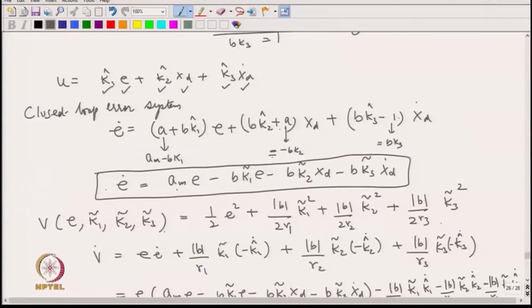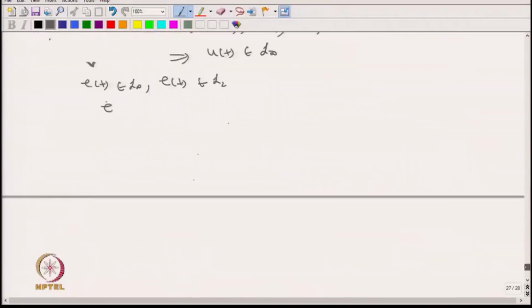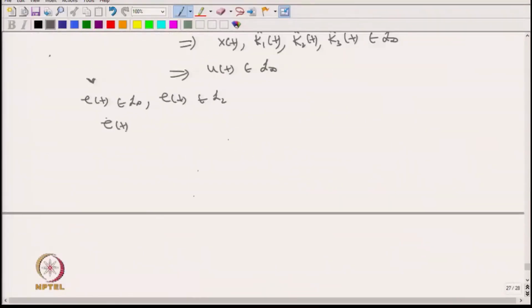So, e is bounded, k1 tilde is bounded, k2 tilde is bounded, x of t is bounded, k3 tilde is bounded, x dot of t is bounded. So, all these terms are also bounded. So, what we can say is that e dot of t is bounded, which implies that e of t is uniformly continuous. Okay, and using these three facts, we can claim using Barbalat's lemma that e of t goes to 0 as t goes to infinity.